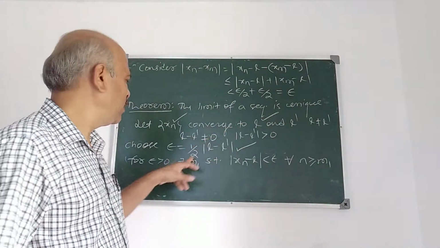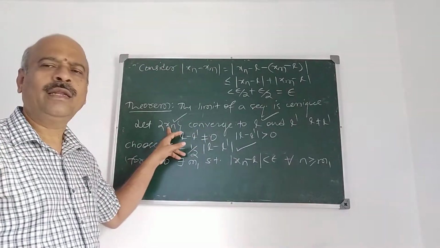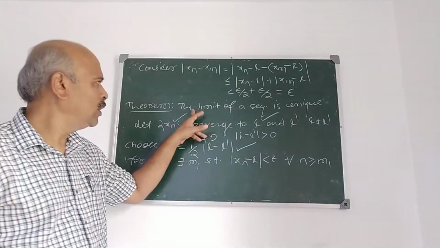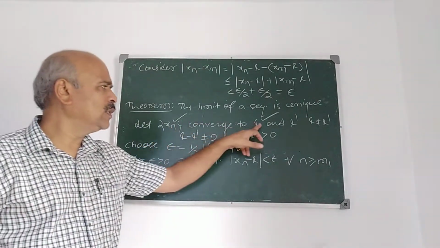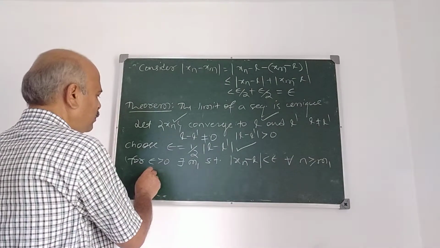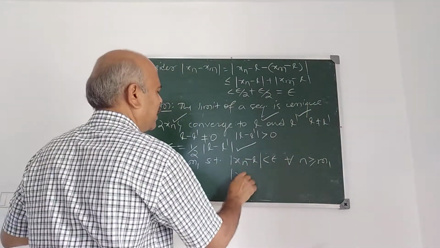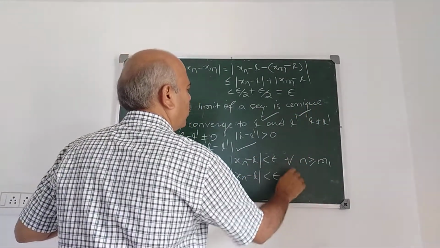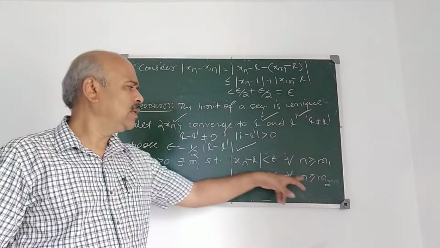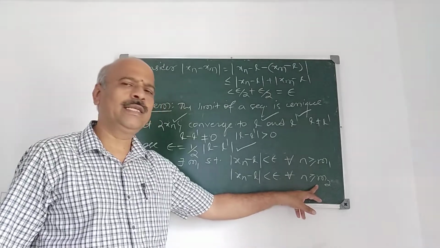You may use any notation here. In place of xn, Sn may be used, or an, yn, different notation may be used. Usually xn and Sn are used. I have taken the xn sequence here, it converges to L and L dash. Since it converges to L, we have this. Also, since it converges to L dash, we have mod xn minus L dash is less than epsilon for all n greater than or equal to m2. There exists m2, a natural number, however large, so that this holds for all n greater than or equal to m2.